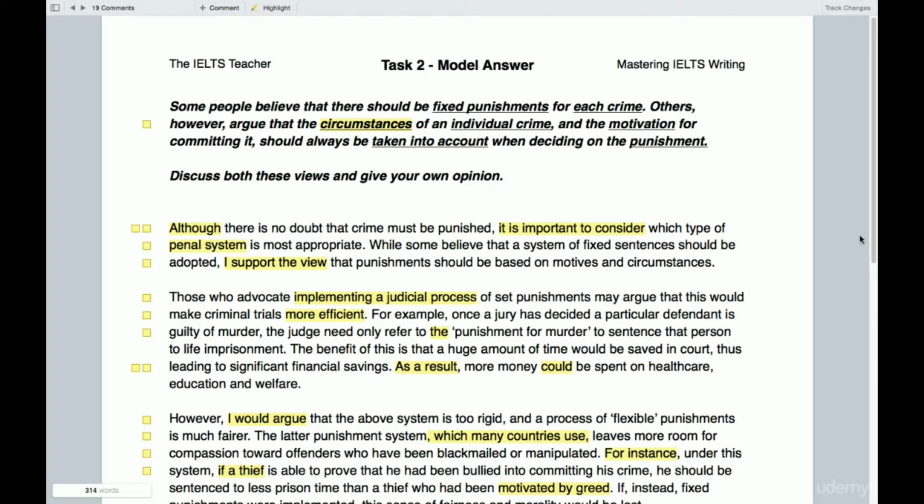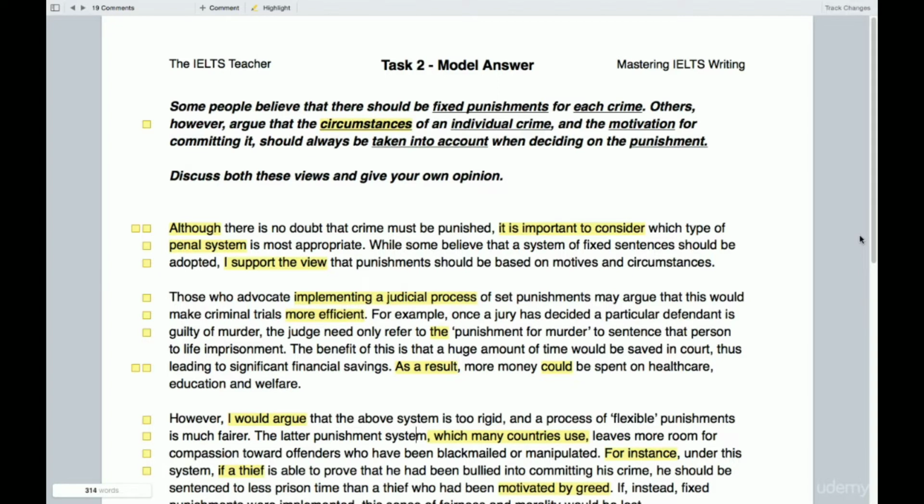Some people believe that there should be fixed punishments for each crime. Others, however, argue that the circumstances of an individual crime and the motivation for committing it should always be taken into account when deciding on the punishment. Discuss both these views and give your own opinion.